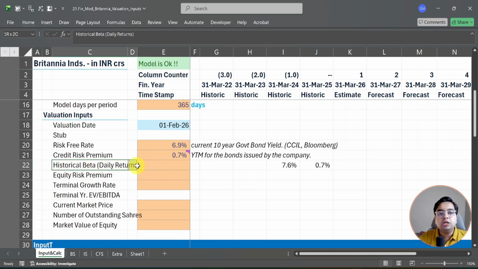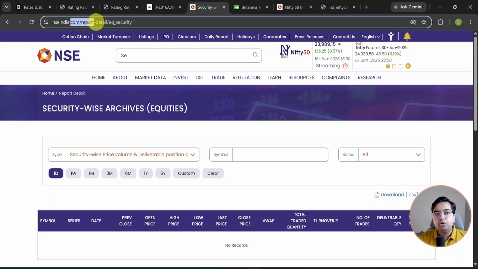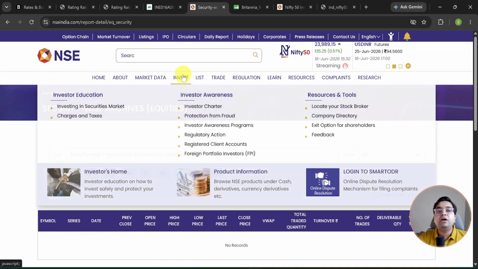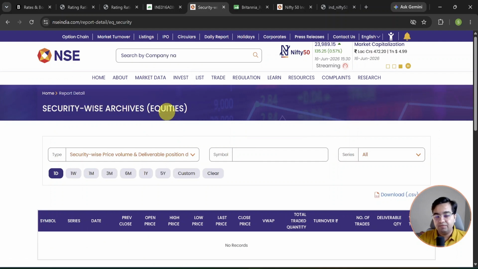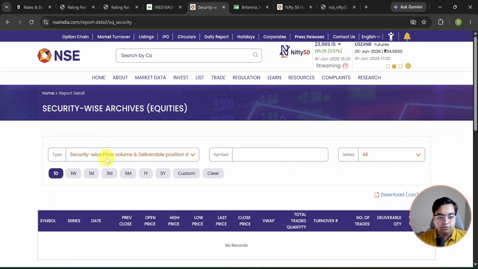Next is historical beta, which is based on daily returns. For this, we would require historical data. From where we are going to get this data, let me show you. You can go to the NSE website and look for the daily historical data, the security-wise archives. You go to resources, and within it you will find the historical report, security-wise price volume archives, and the moment you search this, this is what you get.